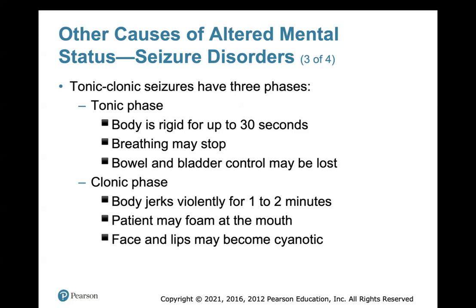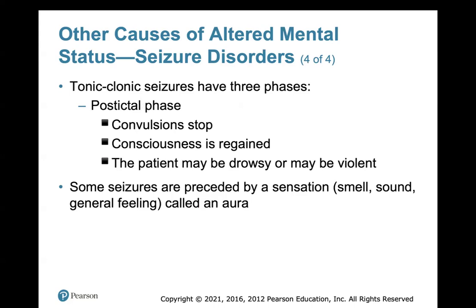Then have your clonic phase following that. The body will violently jerk for 1 to 2 minutes. They may foam at the mouth. They may become cyanotic. Following this, you will have the postictal phase. That's where the convulsions stop. They will regain consciousness and they may be drowsy, violent, altered, confused, everything else.